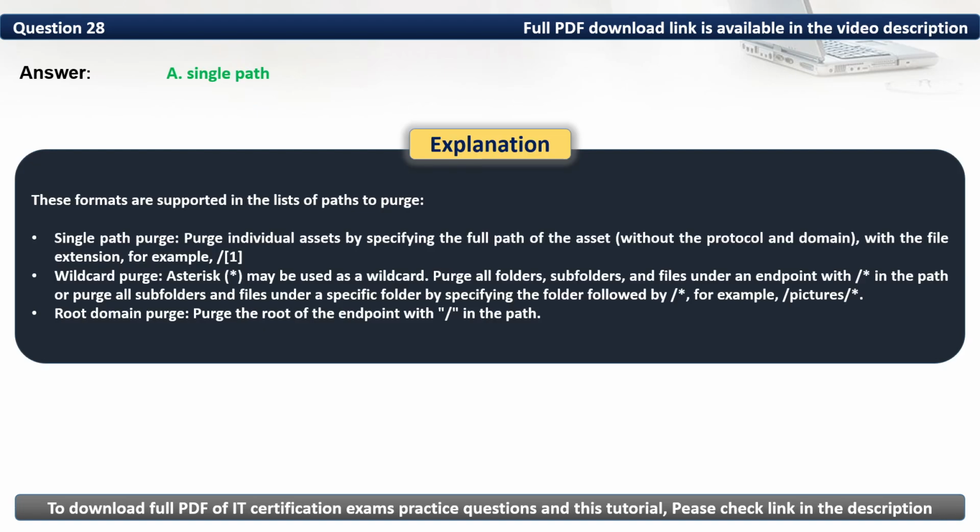These formats are supported in the list of paths to purge. Single path purge: purge individual assets by specifying the full path of the asset with the file extension, for example, slash assets slash 1. Wildcard purge: asterisk may be used as a wildcard. Purge all folders, subfolders, and files under an endpoint with slash asterisk in the path, or purge all subfolders and files under a specific folder by specifying the folder followed by slash asterisk, for example, slash pictures slash asterisk. Root domain purge: purge the root of the endpoint with slash in the path.